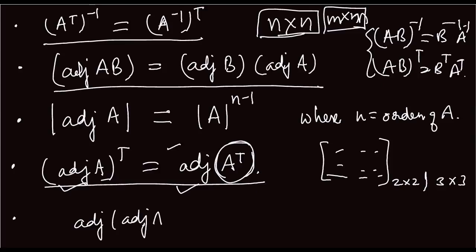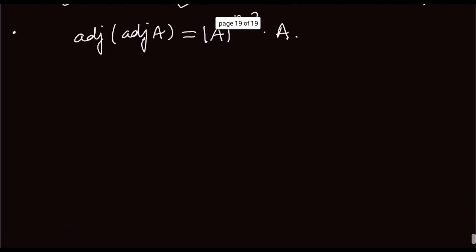Adjoint of adjoint of A will be equal to mod of A to the power n minus 2 into A. This is also an important property. We will not go with the proof of this because that will take time and we have to revise the whole other things. So you can just remember this.